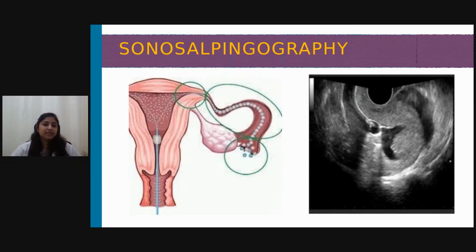Now comes the next test, which is sonosalpingography. This test is basically done in the scan, the same as the transvaginal scan. The only thing is that the fluid is injected the same way as in HSG, but in HSG the fluid is the radio-opaque dye. In this case, the fluid is plain saline water, or sterile water, which is injected, and at the same time we do the scan to see the fluid going through. That is called sonosalpingography.